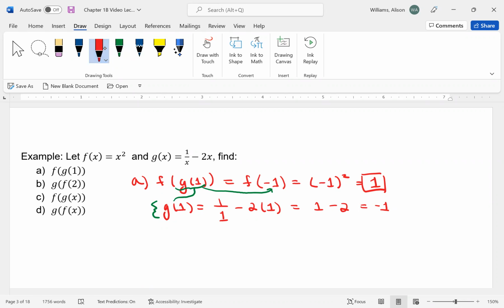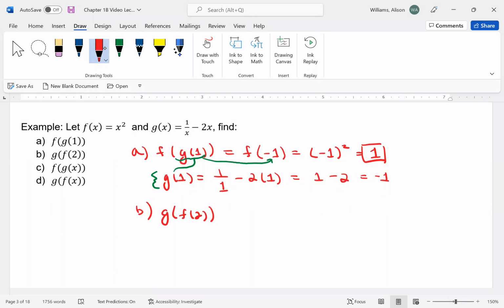Okay, let's try part B. g of f of 2. So this time, we're going to first figure out what f of 2 is, and then we'll plug that in.